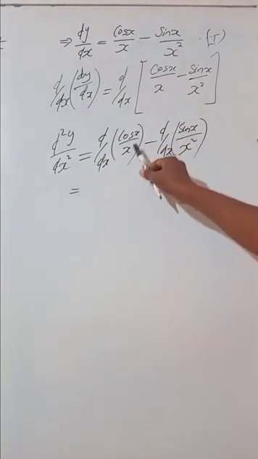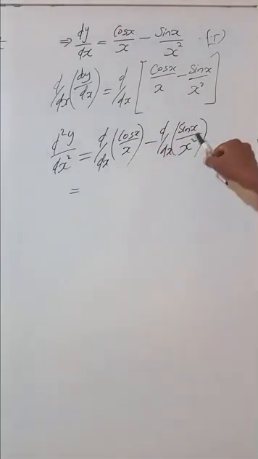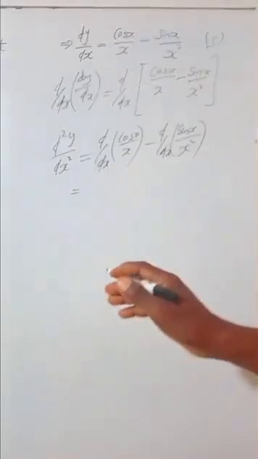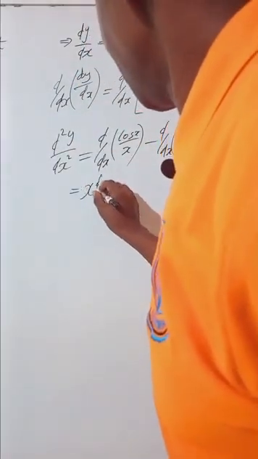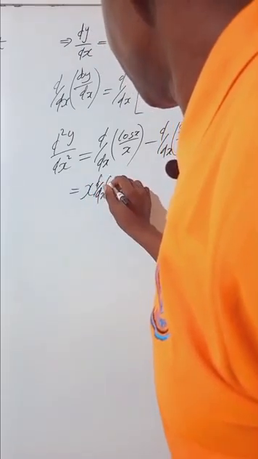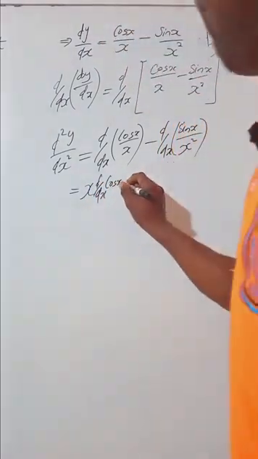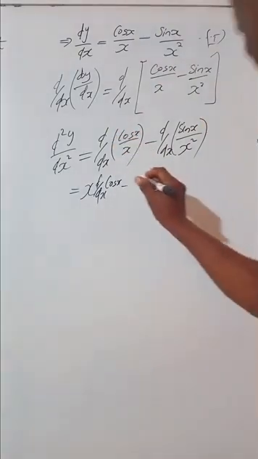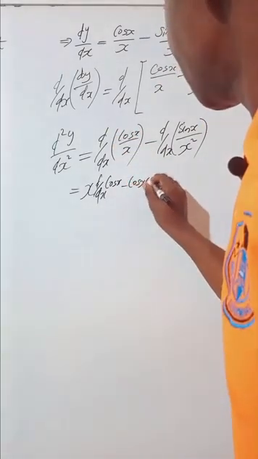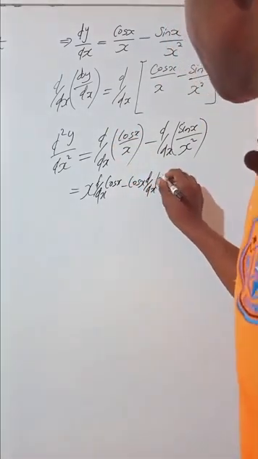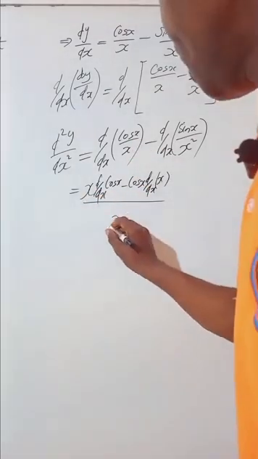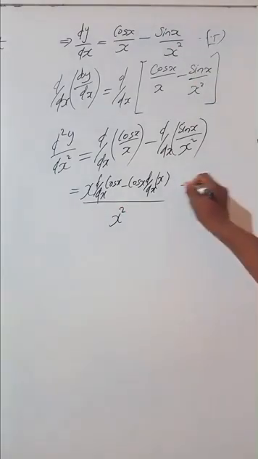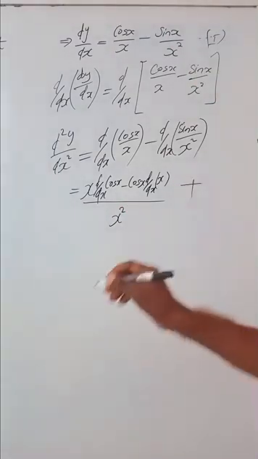Here we have the function cos x over x. Here we have the function sine x over x squared. So applying the quotient rule, the one we stated before, we start by writing x, then the derivative with respect to x of cos x, then minus cos x, the derivative with respect to x of x, divided by x squared. Then, sorry, not plus, that's minus.